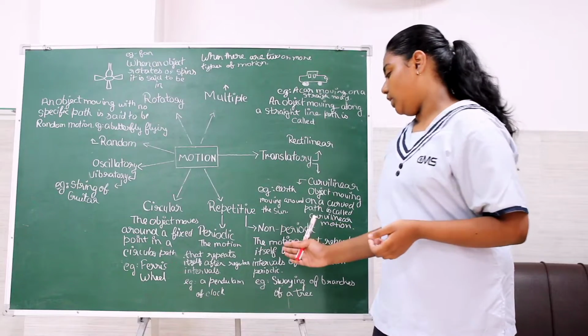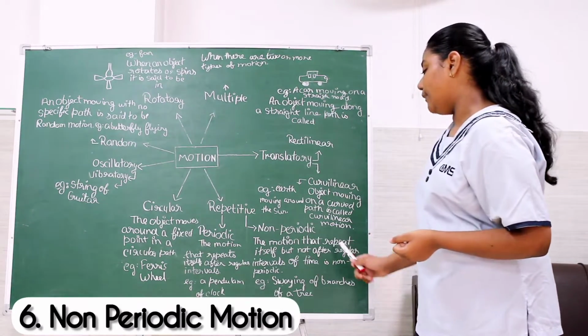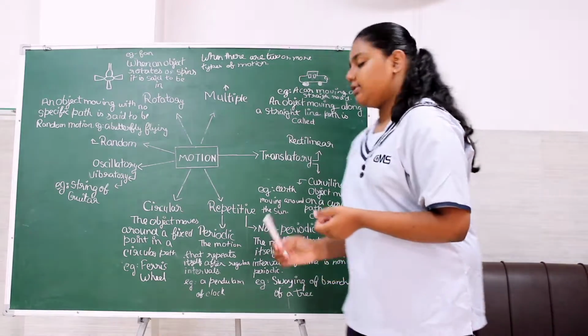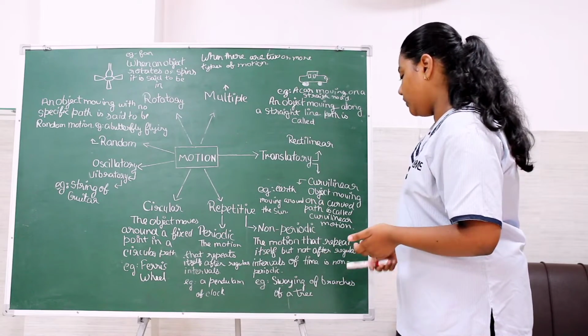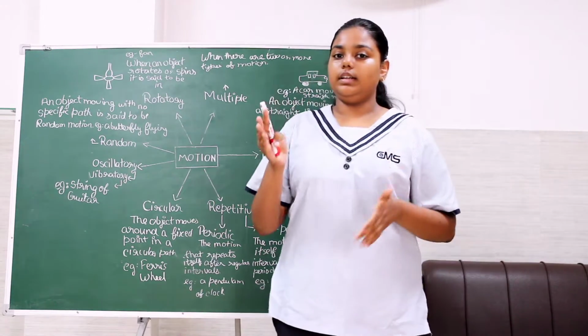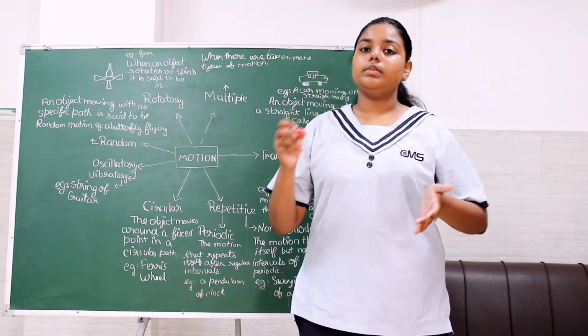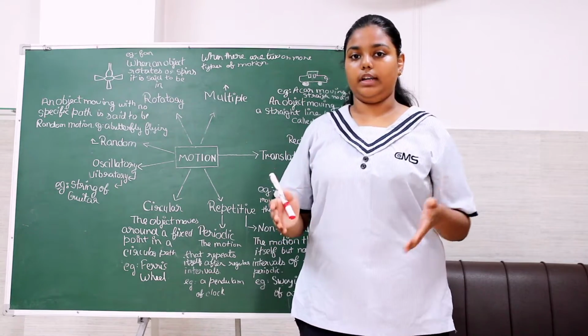Then comes non-periodic motion. The motion that repeats itself but not after regular intervals of time is non-periodic. So it is just the opposite of periodic motion. The example is the swinging of branches of a tree. If the air comes at one time, it will swing, but it is not necessary that the air comes after 60 seconds or 30 seconds like that. So it is not important.